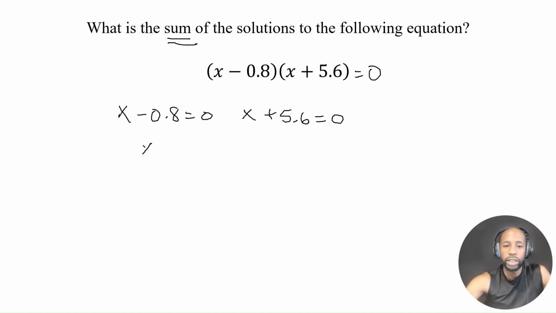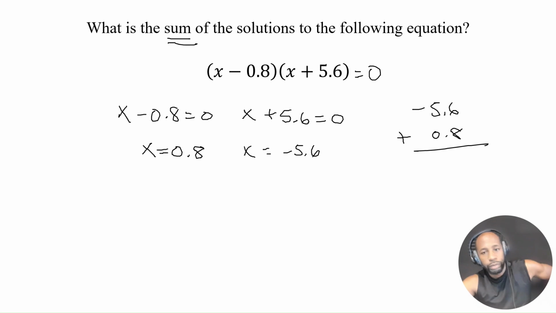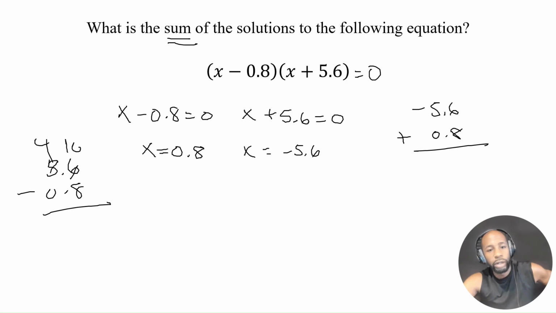Okay, and so this is x equals 0.8, and then x equals negative 5.6. Now, what is the sum? So that's going to be negative 5.6 plus 0.8. Remember, you want to do biggest minus smallest, so 5.6 minus 0.8, and we're going to take the sign of the larger one. That ends up being 4.8, or since the bigger number is negative, that's going to be negative 4.8. Short and sweet.